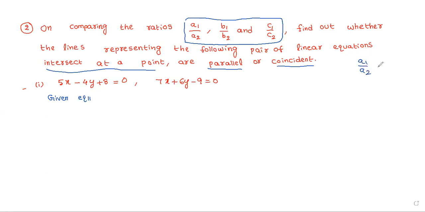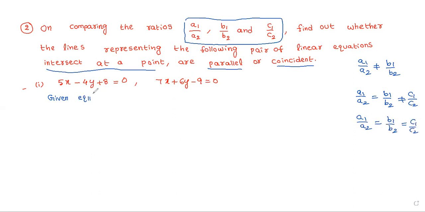A1 by A2 is not equal to B1 by B2. Therefore, two lines are intersecting at a point. Parallel line condition: A1 by A2 is equal to B1 by B2, which is not equal to C1 by C2. Next, coincident line condition: A1 by A2 is equal to B1 by B2, which is equal to C1 by C2.